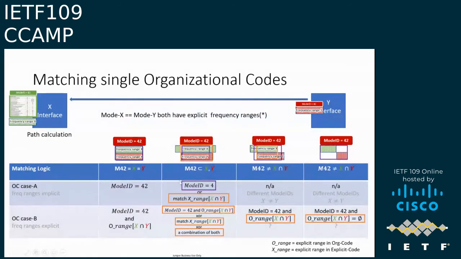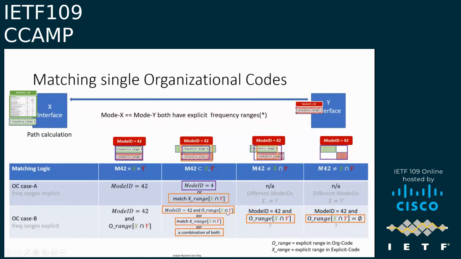Okay, second column, again, we have two different interfaces. They both report to support mode ID 42, but they have extended frequency ranges. So in case A, you say, okay, I'm not interested in any kind of extended frequency range. You just match the mode ID. Mode ID is implicit. There's probably a typo, it should be 42. The mode ID is implicit, so it's kind of the same case as the left column.